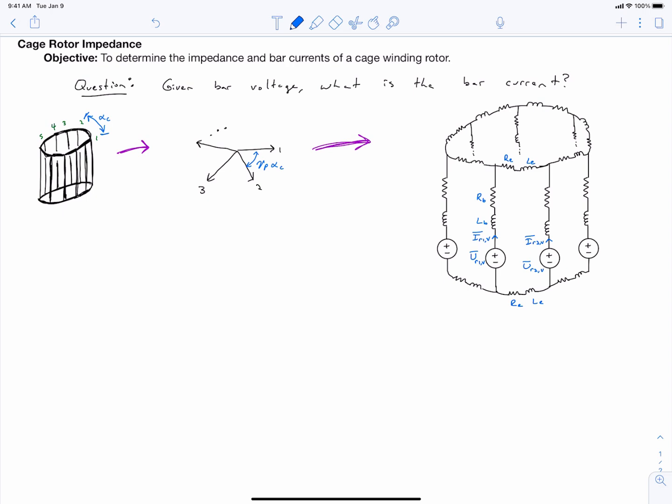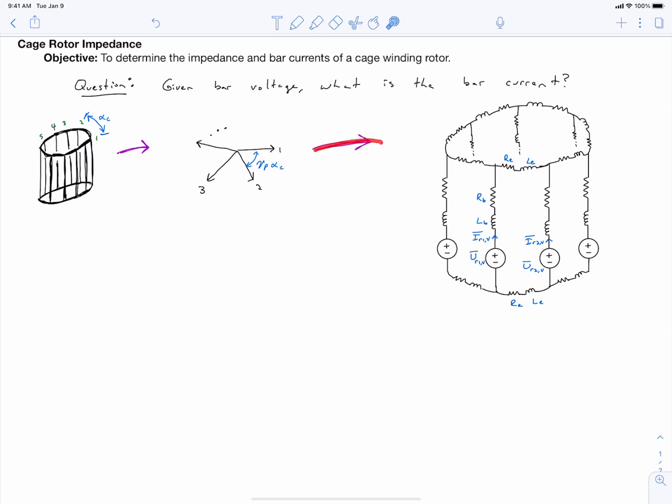The question now is that when we have the rotor configured as a cage rotor, what is the current that flows in the bar? So given the bar voltage, what is the rotor bar current? You can see here I've crudely sketched on the left a cage rotor where the slots are spaced by alpha c. In our previous video, we learned how to draw the star of slots for this, given information about what harmonic we're looking at, the rotor speed, all this information. We can take that and draw the star of slots for our voltage phasors.